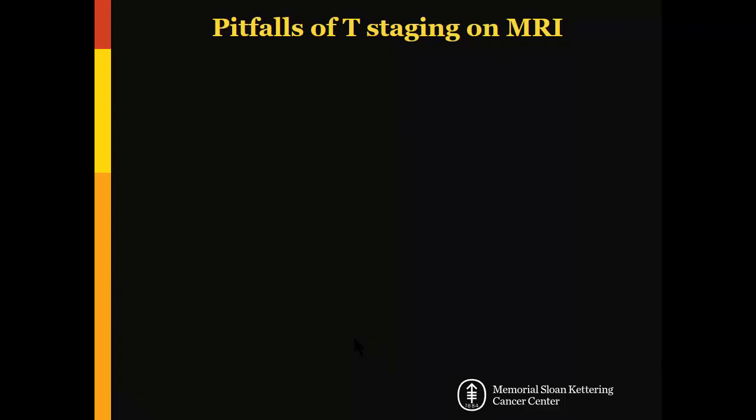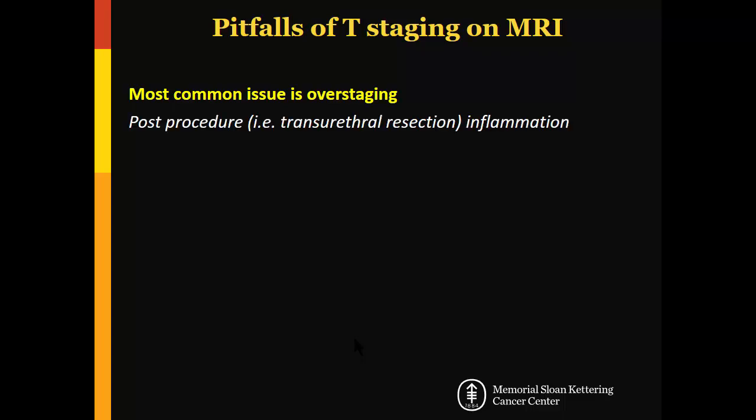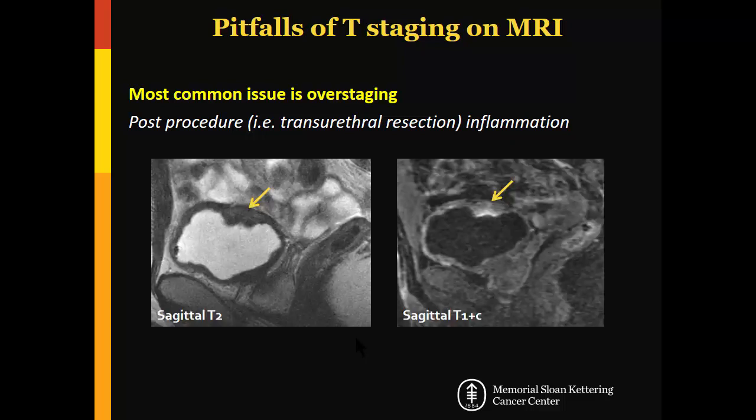Now, there are pitfalls for T staging on MRI. It's not always straightforward. By far, the most common problem when we're trying to stage bladder cancers is overstaging. The overstaging comes from the fact that most of these patients, by the time they reach us, have already had some sort of manipulation done to their bladder, usually a transurethral resection, and that generates inflammation that is sometimes very difficult to differentiate from tumor on our images.